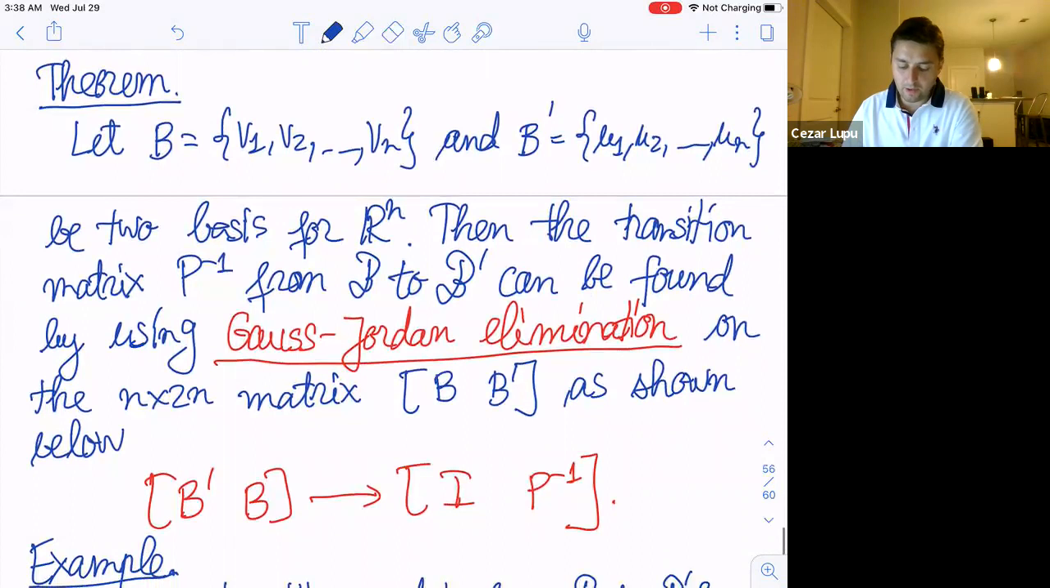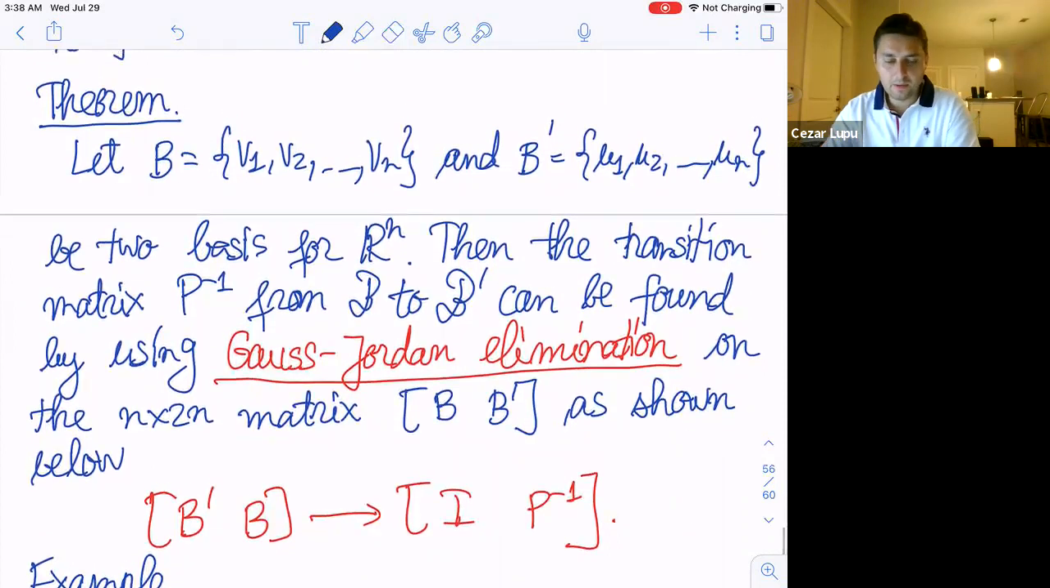All right, so we have the following theorem. If I have a basis B, which will consist of v1, v2, vn, and another basis B prime of vectors u1, u2, un. So I have these 2 bases in Rn. Then the transition matrix P inverse from B to B prime can be found by using Gauss-Jordan elimination.